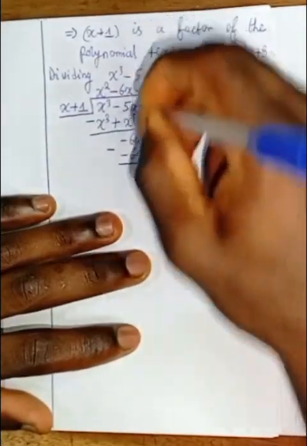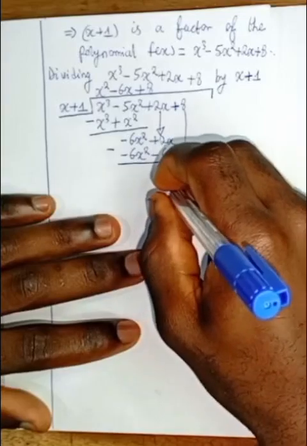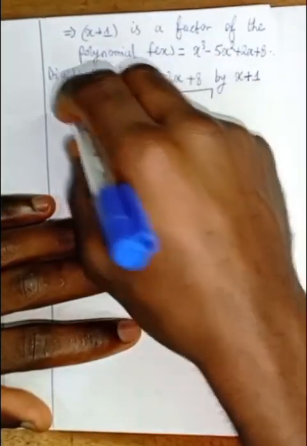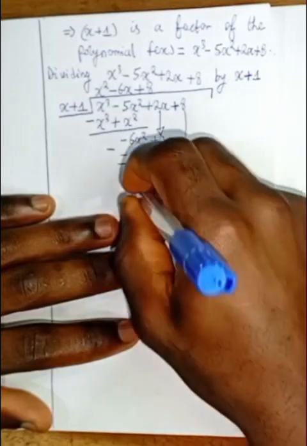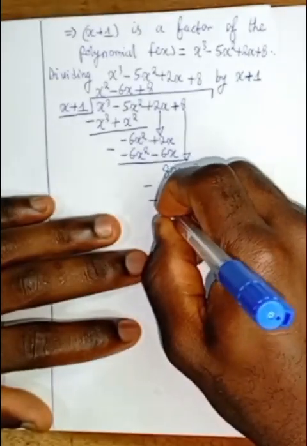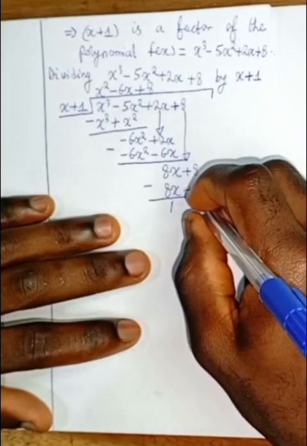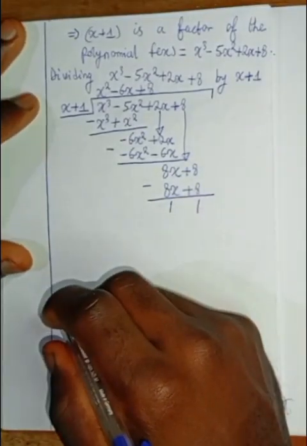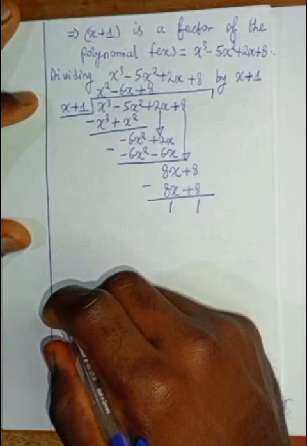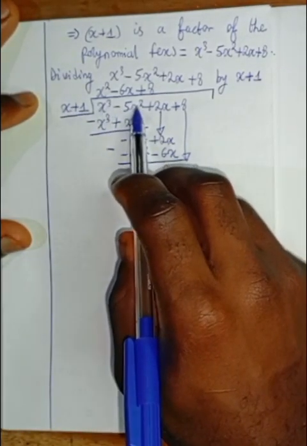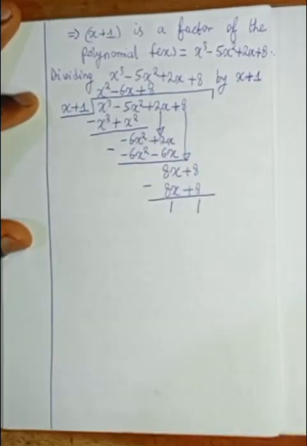8x divided by x gives us plus 8. 8 times x gives us 8x. 8 times 1 gives us plus 8. Then we subtract. 8x minus 8x gives 0. 8 minus 8 gives 0. You can see the remainder is equal to 0, which is a proof that x plus 1 is a factor of x cubed minus 5x squared plus 2x plus 8.